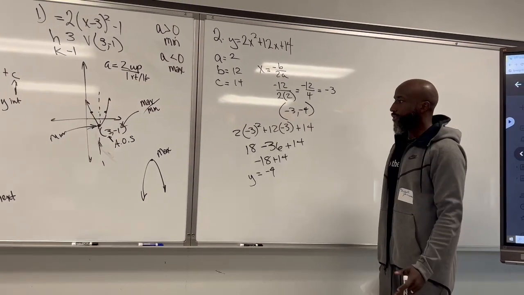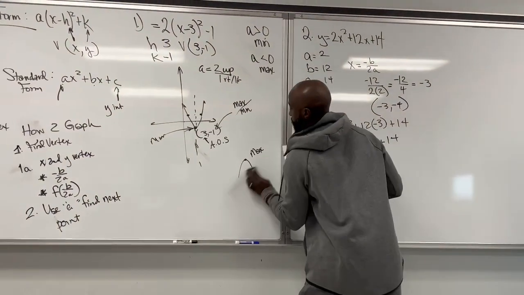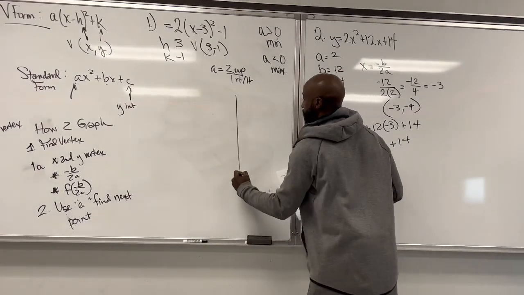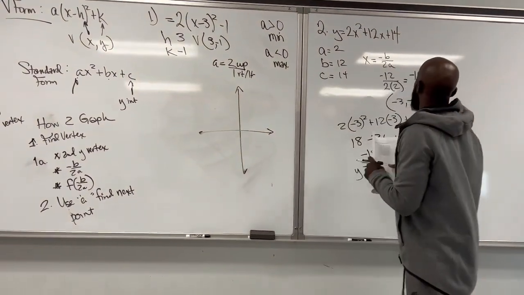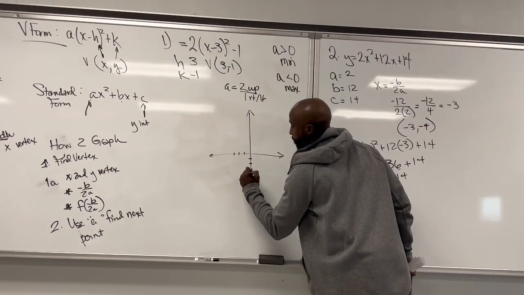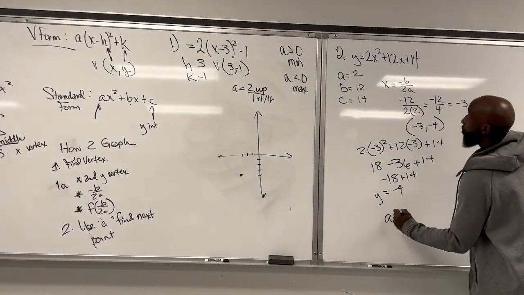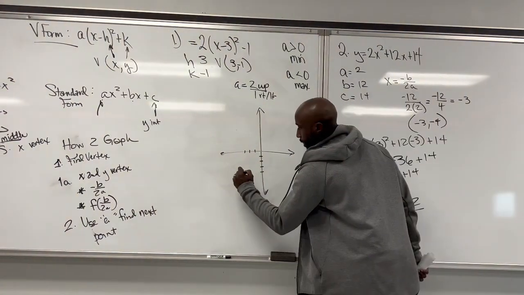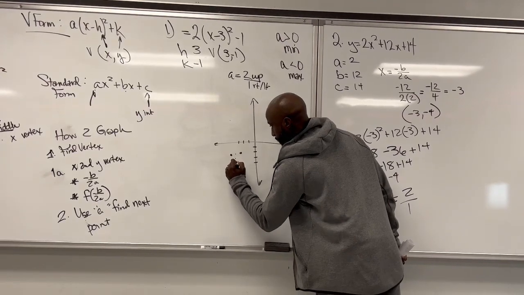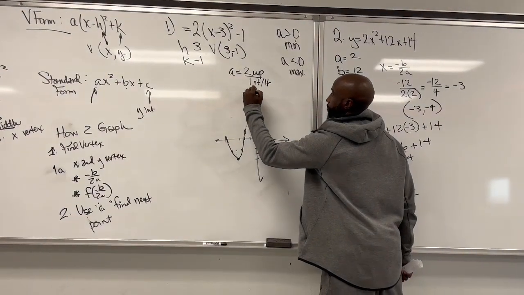Okay? So if we're to graph this one, I'm gonna erase this one right here. Let's make some space. So to graph this one, same thing. The vertex is (-3, -4). So it's negative 3, then 1, 2, 3, negative 4. Now, A equals 2, so you go up 2, 1, 2 over 1, on both sides. And that's what our graph is gonna look like. And this is gonna keep going until it gets to 14.